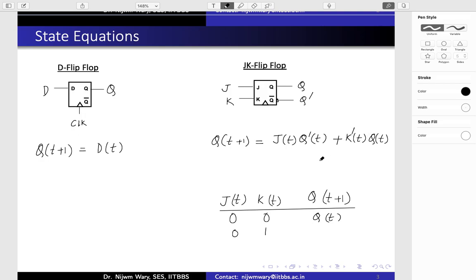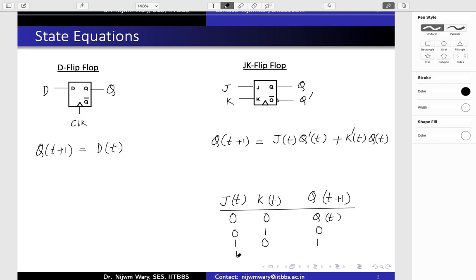K complement is of course 0 and J is also 0. So no matter what is the value of Q T or Q complement T, it is simply 0. And if it is 1 0, which means that this is 1 and this is also 1. So what it means is Q or Q complement, which means A or A complement, which we know is always 1, right?